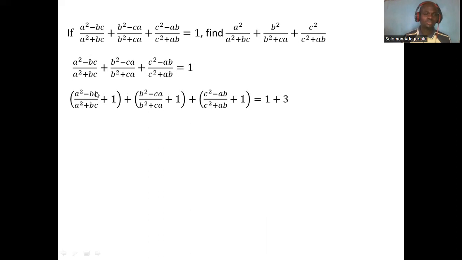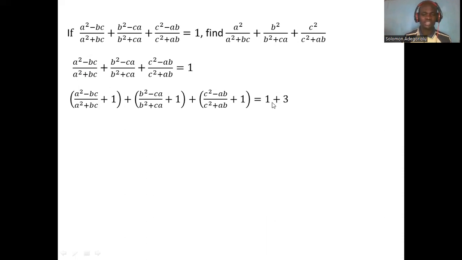(a² − bc)/(a² + bc) + 1. The other one, we also add 1 to it: (b² − ca)/(b² + ca) + 1. And also to this side, we have (c² − ab)/(c² + ab) + 1. Now, if we have 1 here, 1 here, 1 here, at this side we're going to have plus 3.